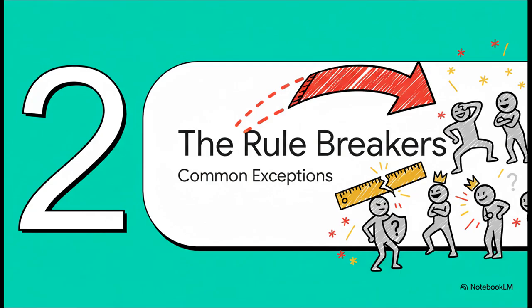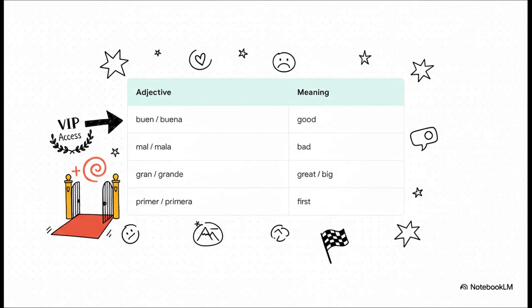Okay, so you know how languages work, right? As soon as you learn a rule, you gotta learn the exceptions. But don't sweat it. There's a really small, totally predictable group of words that just love to break that golden rule. Let's go meet these rule breakers. Now, what's so cool about these guys is that they usually describe a really essential quality of something. Think good, bad, first. They're so fundamental that they get like VIP access to the front of the line, right before the noun. This is exactly why we say a good friend the way we do in Spanish.